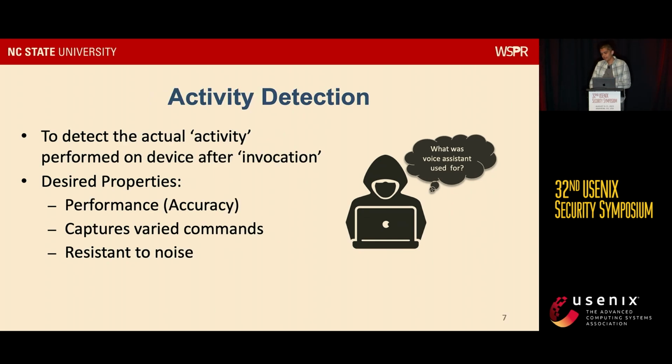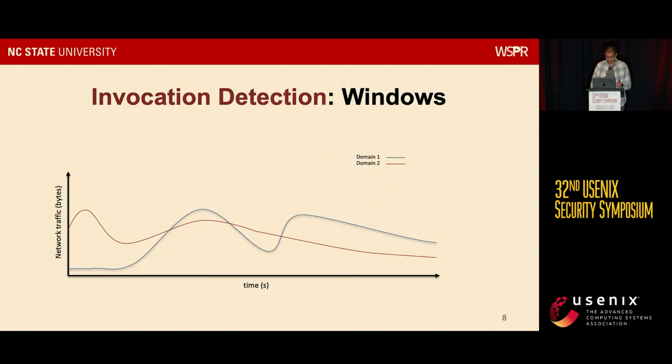Activity detection answers the question, what was the voice assistant used for? This component needs to focus on being more accurate rather than being fast. And it should be able to capture reworded commands. For example, if I ask my voice assistant to open my morning workout routine, or ask my morning workout routine to start my workout, it should still be able to tell that I'm essentially saying the same thing with different phrases. And it should also be resistant to noise. As I said, traffic from other devices, like your phones and laptops, will also be sending out at the same time, so it needs to be resistant to that.